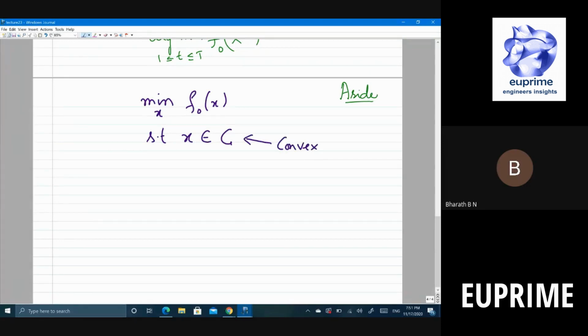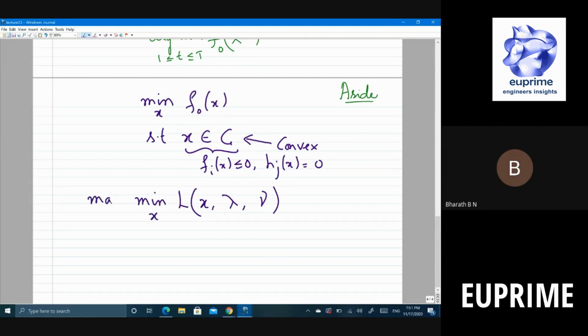Now, how do you solve this problem? Well, typically what do you do? This constraint set could be like this: fi of x less than or equal to 0, hj of x equal to 0 corresponds to this convex set. That means I have to solve this problem: Lagrangian of x, lambda, nu. I want to minimize this with respect to x and maximize with respect to lambda positive and nu. Now, can somebody tell me how to solve this problem?